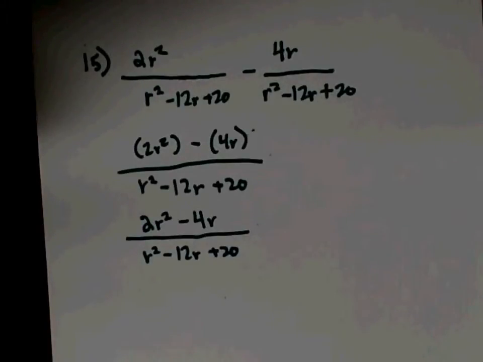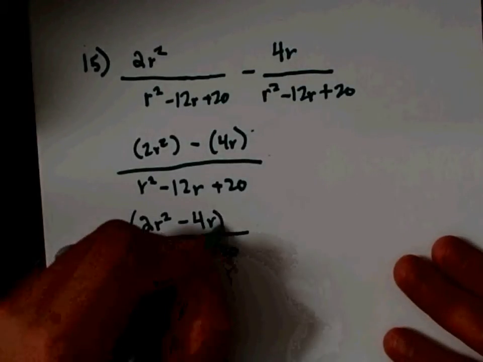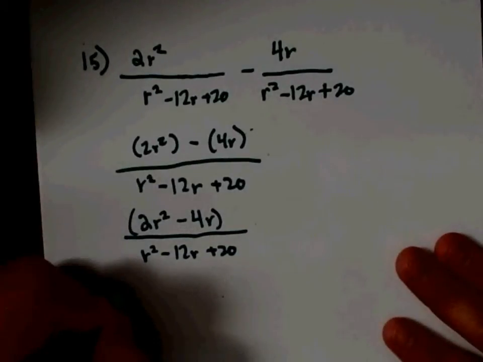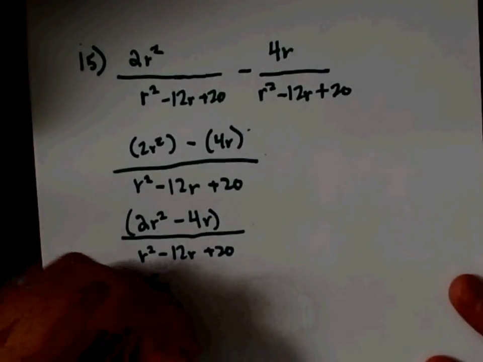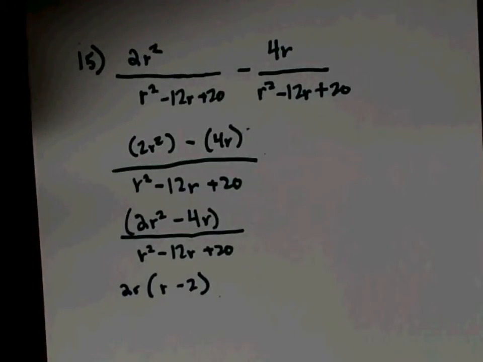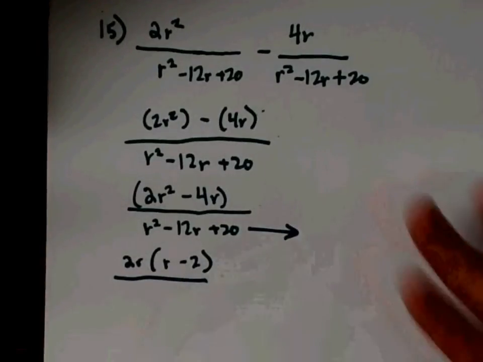But isn't this an even number of terms? Yeah, you can group it. I can group it, and when we group it, what do we do? We factor out a 2r. So we factor the GCF. So this is going to become 2r on top with r minus 2. Do y'all agree? All right, good. So we have the top factored. What about the bottom?